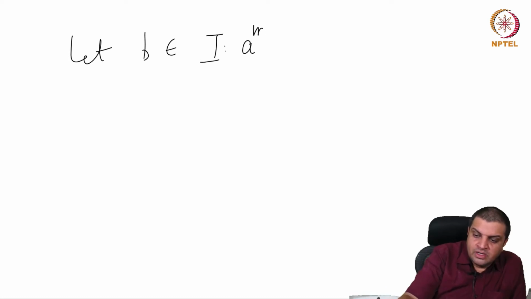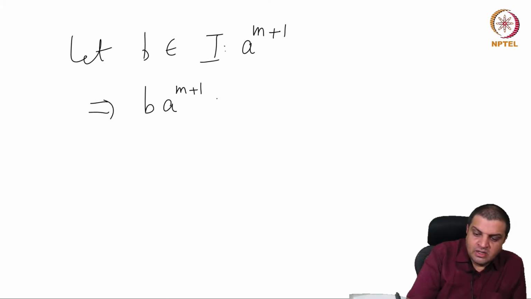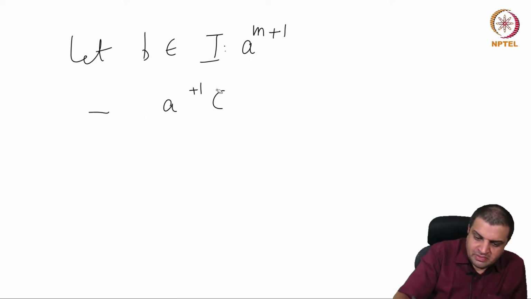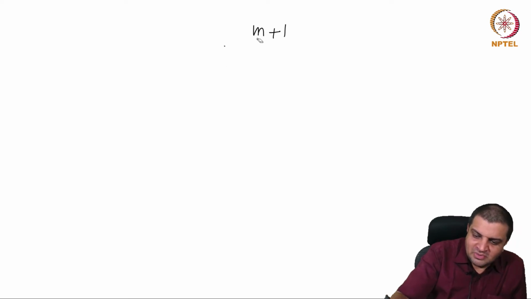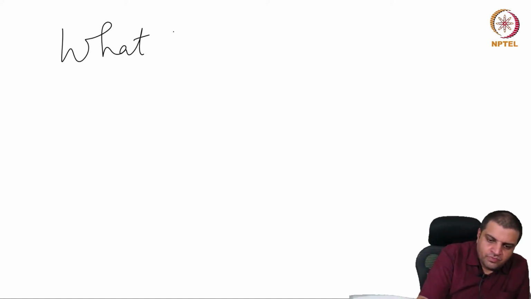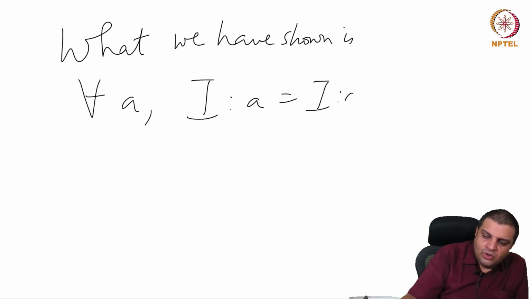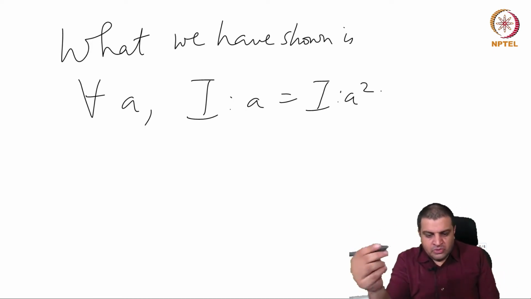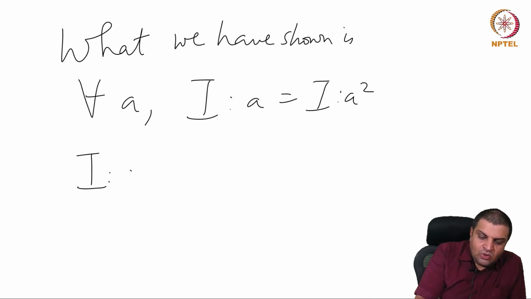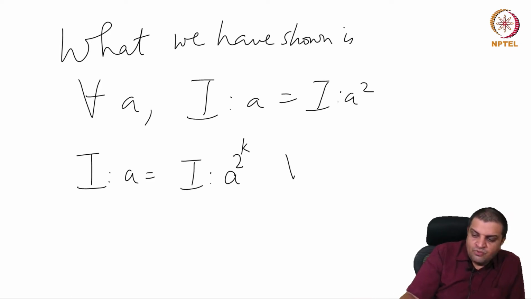Now let b be inside I colon a^(m+1). Sorry, let me take a different approach. Once we have done the above argument, it's easier to argue it slightly differently. So what we have shown is that for every a, I colon a is equal to I colon a squared. Now apply this to a squared, because that can also be done. Then we get that I colon a equals I colon a^(2^k) for every k greater than or equal to 1.